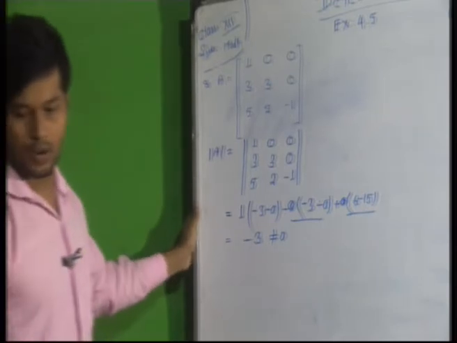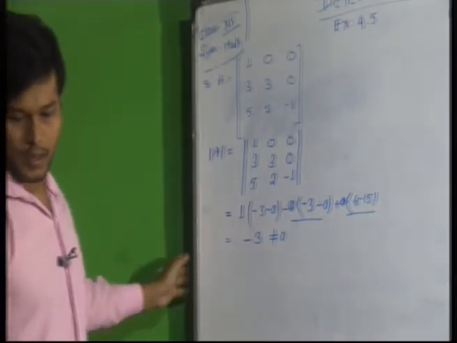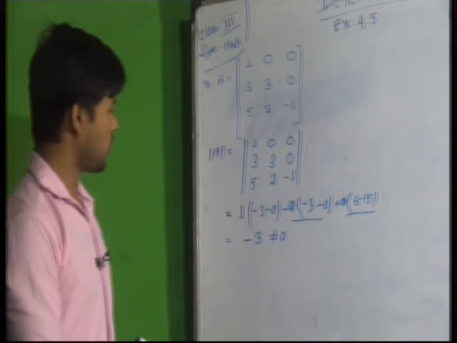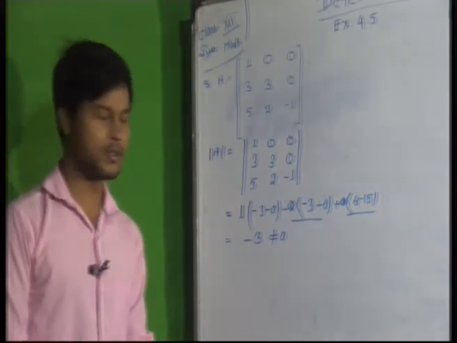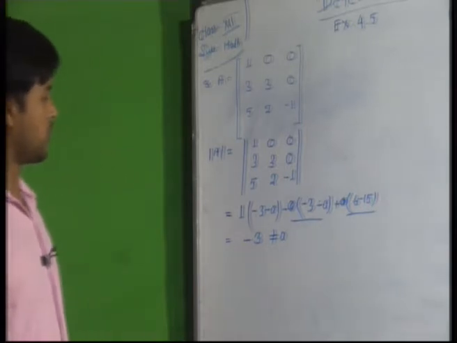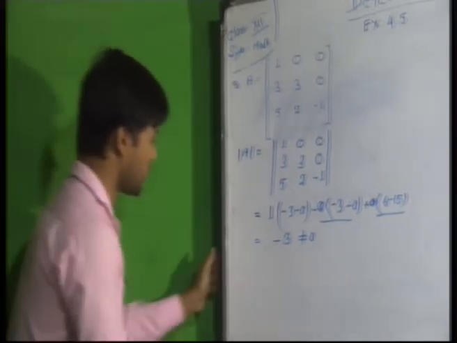Obviously, minus 3 is not equal to 0. Clear? Minus 3 is not equal to 0. So, the matrix is a non-singular matrix, so we can calculate its inverse. Now, we have to calculate its adjoint. So, calculate the adjoint of A.